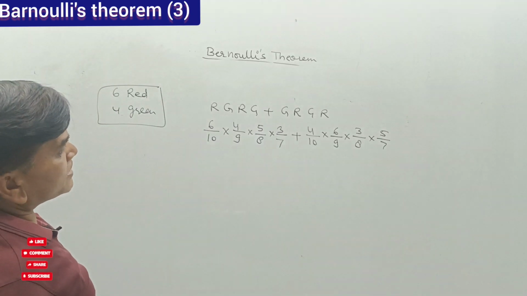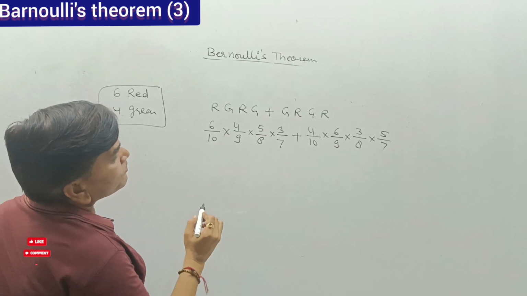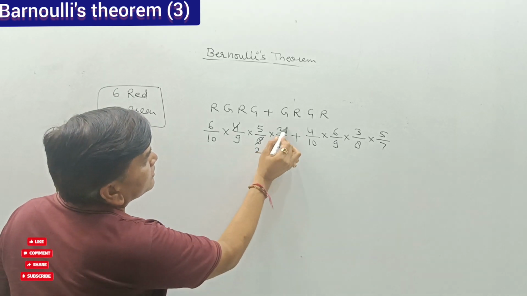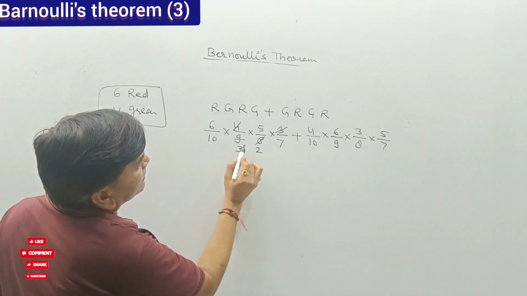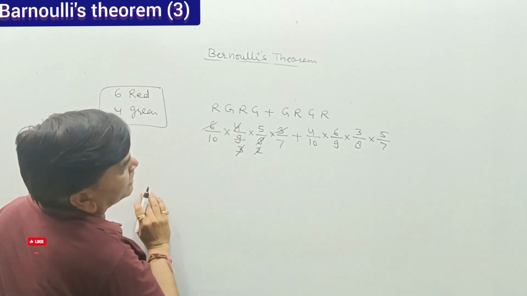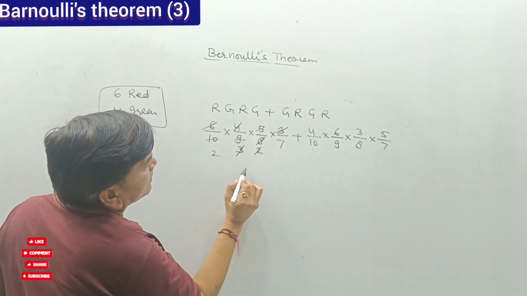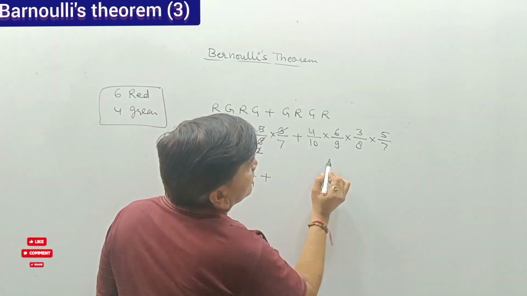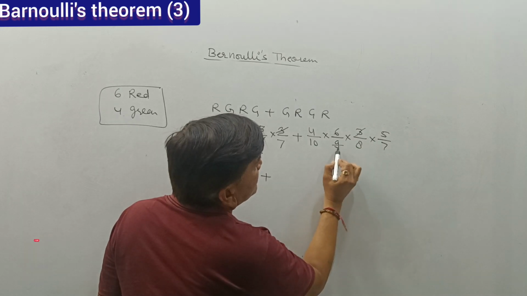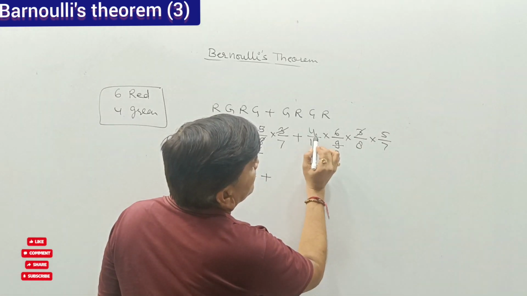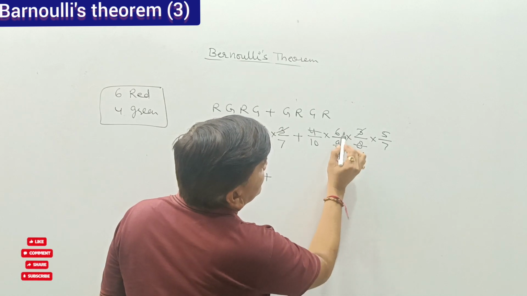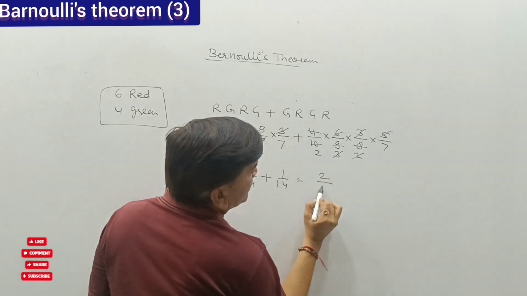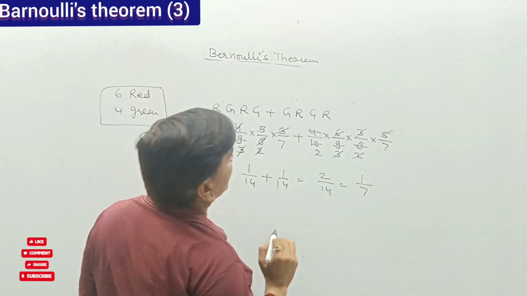So now we are solving this. 4C2 is 8... 3C3 is 9, 3C6, okay, 5C2 is 10. So 1 upon 14 here. Here also we are having 3C3 is 9, okay, 4C2 is 8, 3C2 is 6, 5C2 is 10. So 1 upon 14, so 2 upon 14. So the answer will be 1 upon 7.